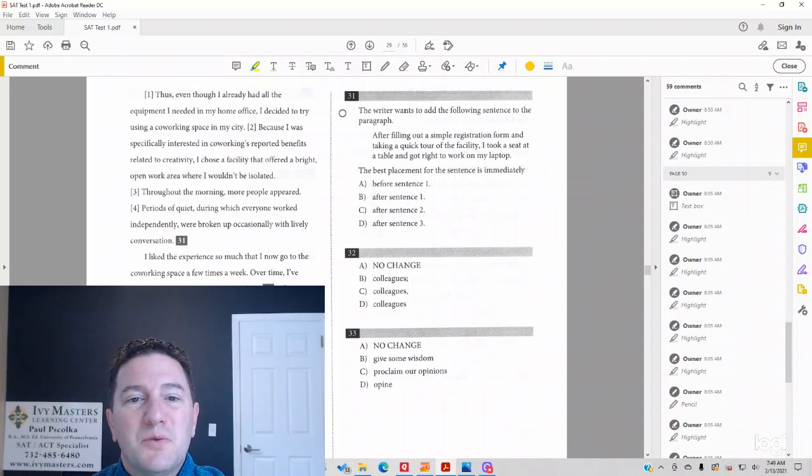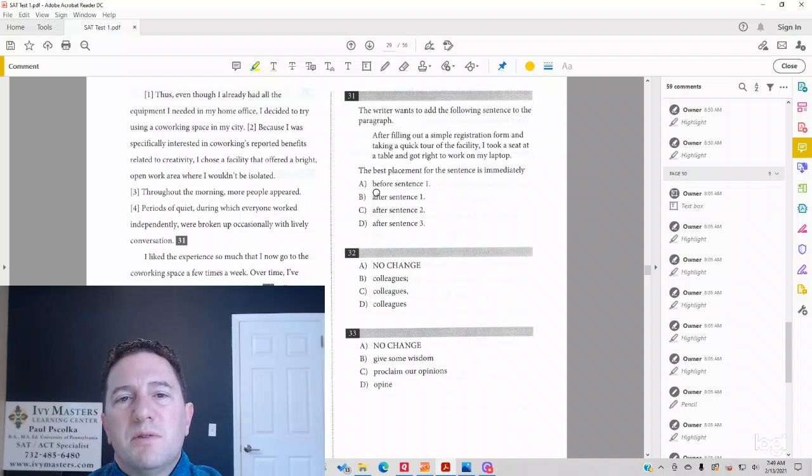Today we're going to look at Test 1, Section 2, number 31, which reads: the writer wants to add the following sentence to the paragraph. "After filling out a simple registration form and taking a quick tour of the facility, I took a seat at a table and got right to work on my laptop." The best placement for this sentence is immediately, and then you have before or after this or that sentence.